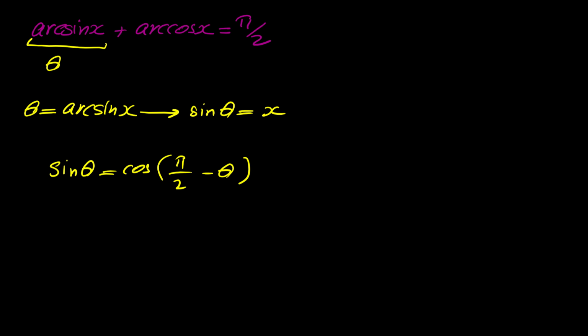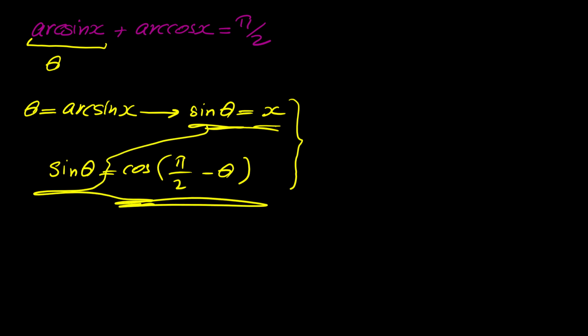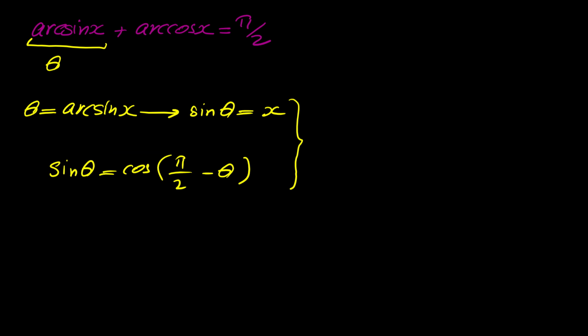Now by combining these two relations, pay attention: x is sine of theta. Also sine of theta equals this. So from these two relations, we can conclude that x is equal to cosine of pi over 2 minus theta.